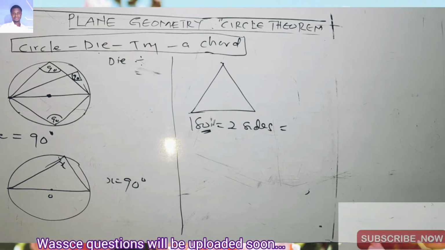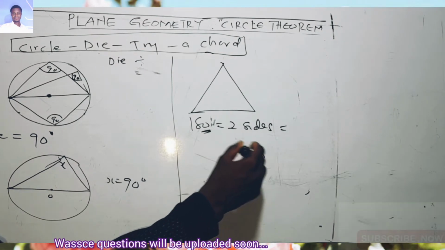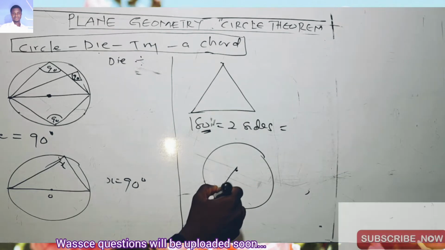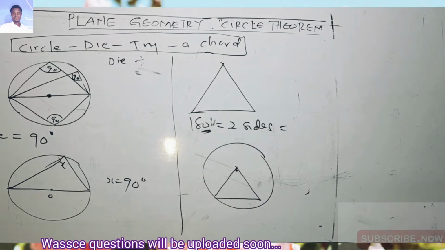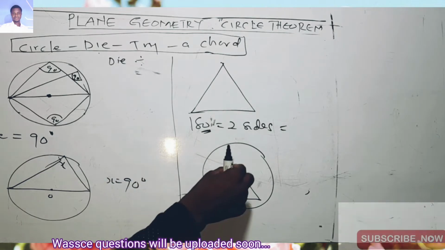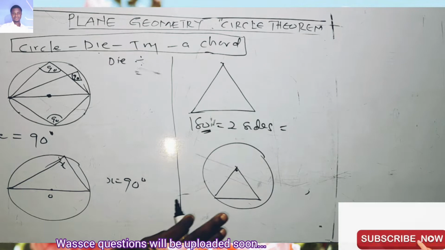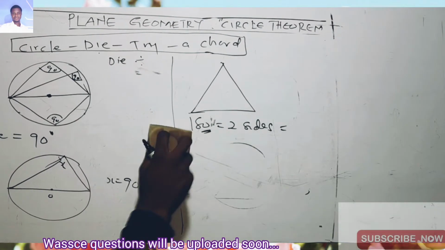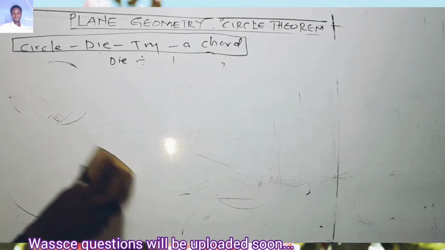The first thing you want to know is that anytime we have a circle this way, and this is the center, we can have a triangle in the circle. Now the moment the triangle is formed from the center, it becomes an isosceles triangle. Don't forget this. The moment the triangle is formed at the center, it becomes an isosceles triangle.